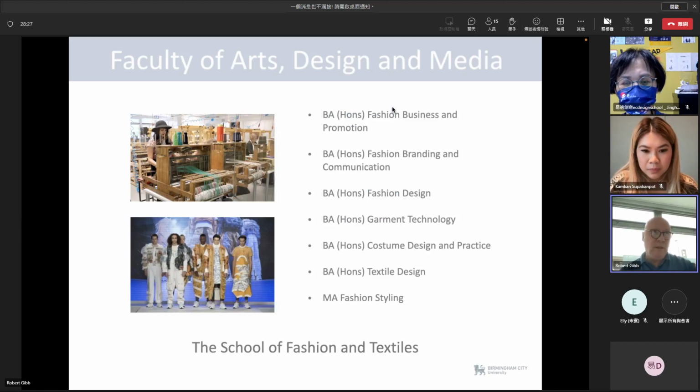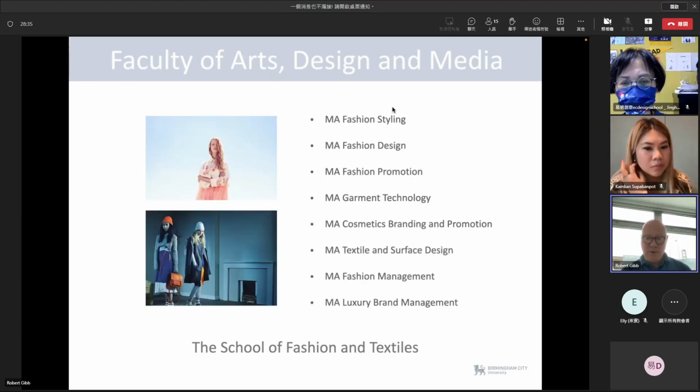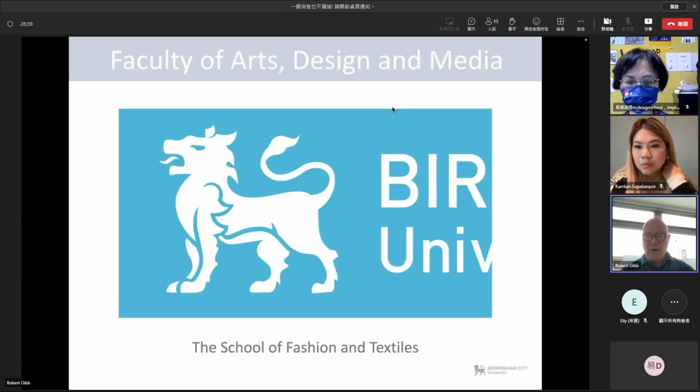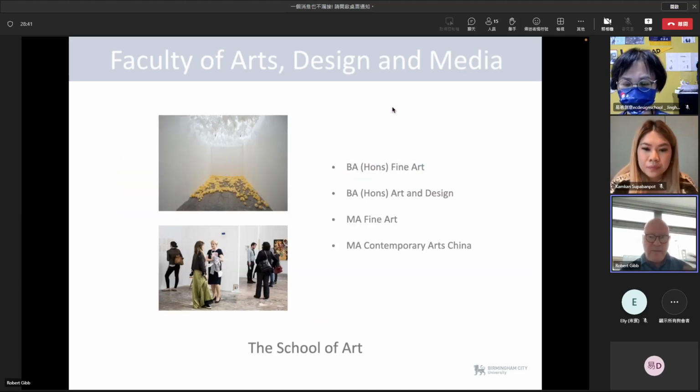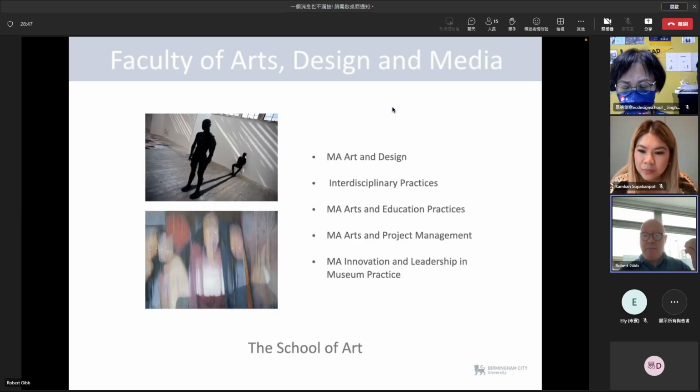In terms of fashion, if you're interested in fashion, these are all the courses, anything from business promotion, branding communication, garments, MAs in styling, promotion. So it's a complete suite of courses that actually work for all students. In the fine art areas, we've got MA Fine Art, we've got Art and Design, a lot of MA programs dealing with project management, innovation and leadership.